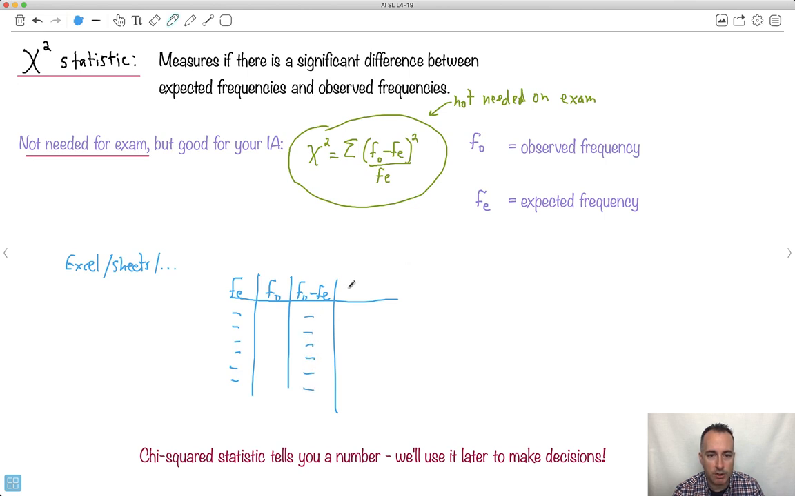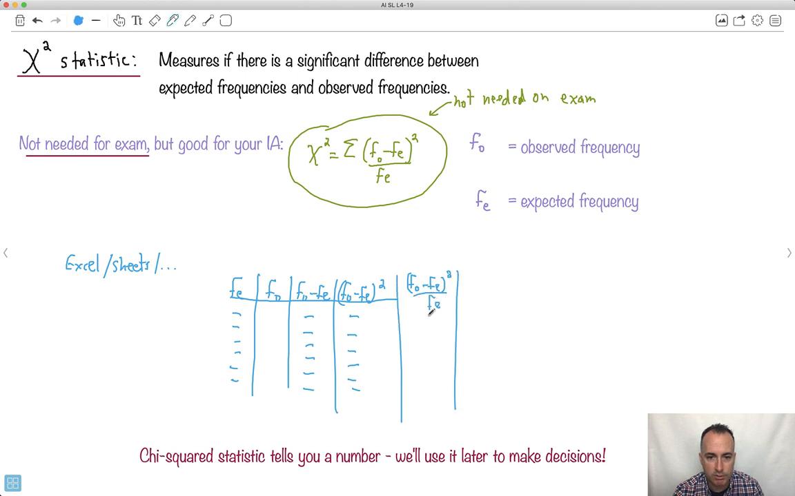All right, then what do you do? Well, you do that squared. So FO minus FE squared. You just take this answer, this equals this squared. You have that list of numbers. Well, then you say, all right, this one is FO minus FE squared. In other words, take this answer and just divide it by FE.